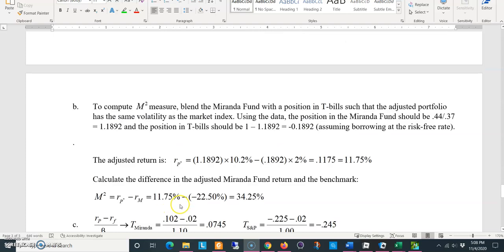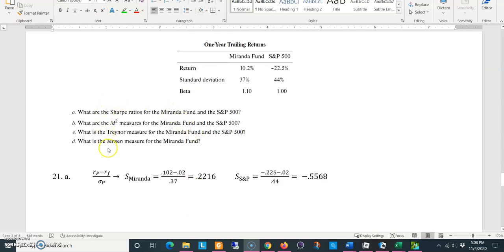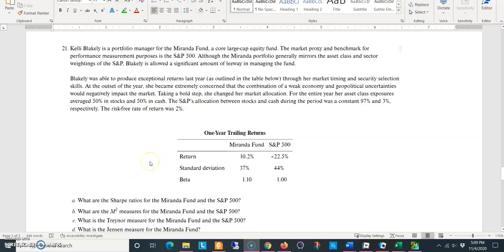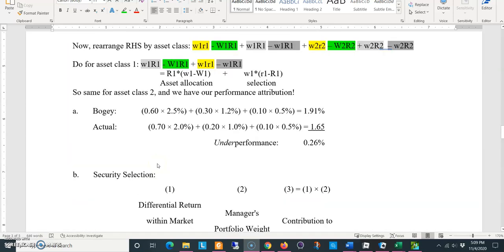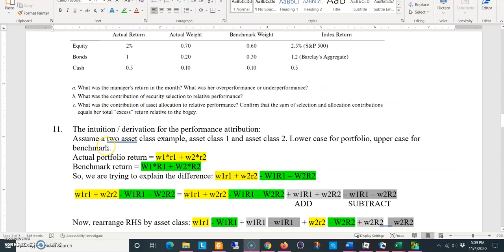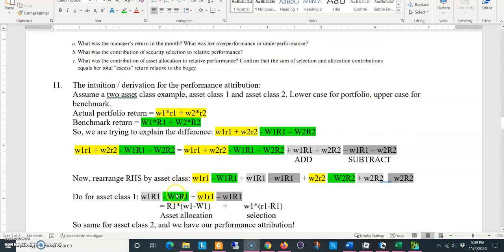So this is basically how you can calculate all of these measures for evaluating the performance of a managed portfolio. We know a higher Sharpe ratio is good, a higher Treynor ratio is good, a positive alpha is good, and so on. This example also shows you how to do the performance attribution. So make sure you work through these examples and know how these calculations work out, and why we are able to decompose the actual performance, the benchmark-adjusted performance, into asset allocation and security selection.